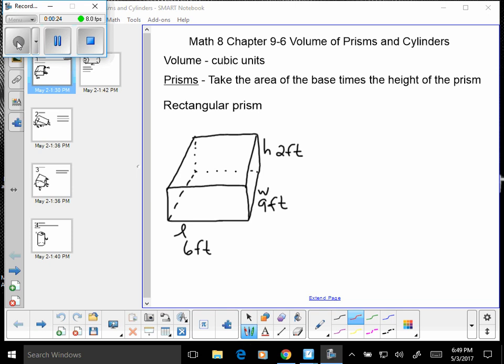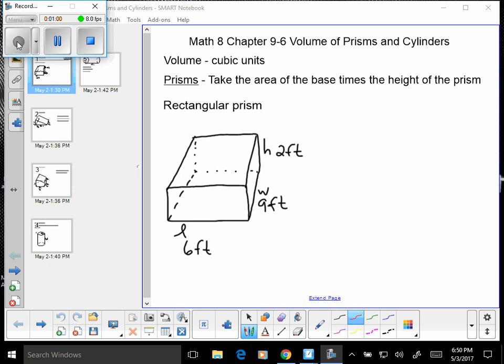For any prism, whether it's rectangular, triangular, or trapezoidal, we are going to take the area of the base, which is why we're going to use the area formulas that we learned in Chapter 8, and then simply take it times the height of the prism. Remember that volume is cubic units, because you're going to be taking a foot times a foot times a foot, or an inch times an inch times an inch, or a centimeter times a centimeter times a centimeter. So on our labels, we are going to have an exponent of 3.